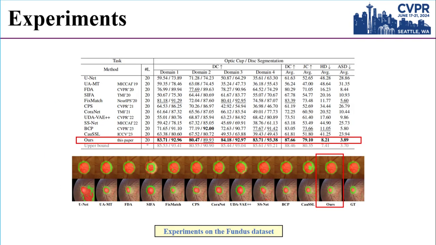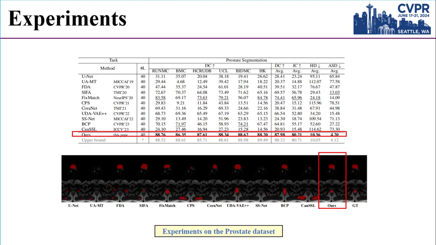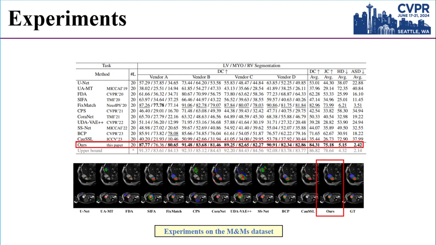We compare our method with other state-of-the-art semi-supervised medical image segmentation and unsupervised domain adaptation methods on the fundus, prostate, and MNMS datasets. Our method demonstrates superior performance, showing significant improvements compared to other methods. Additionally, in the visualized results, our segmentation outputs are the closest to the ground truth.